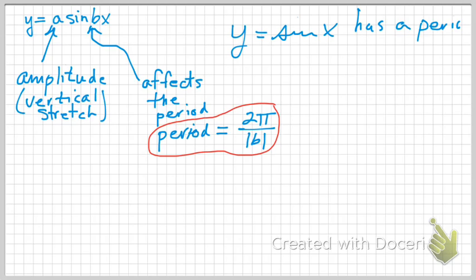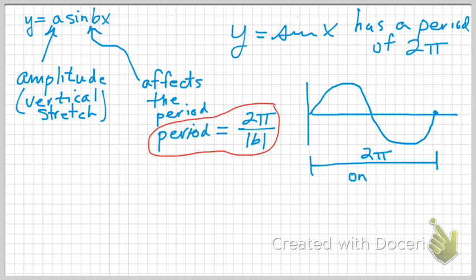So let's look again. Y equals the sine of x. It has a period of 2 pi. That means every 2 pi units, there's going to be one period. It's going to start repeating right after that. The amplitude is how high it reaches.